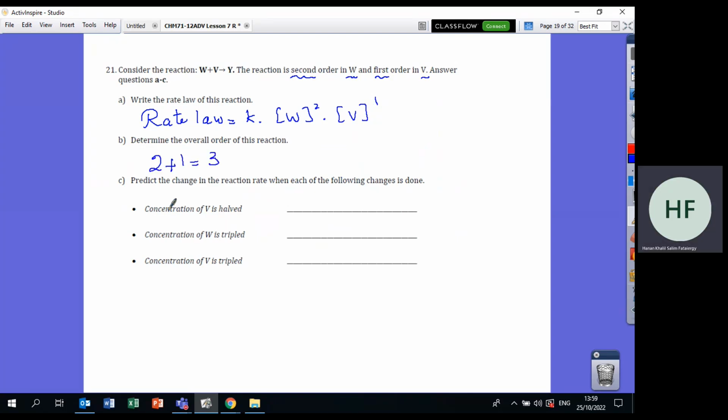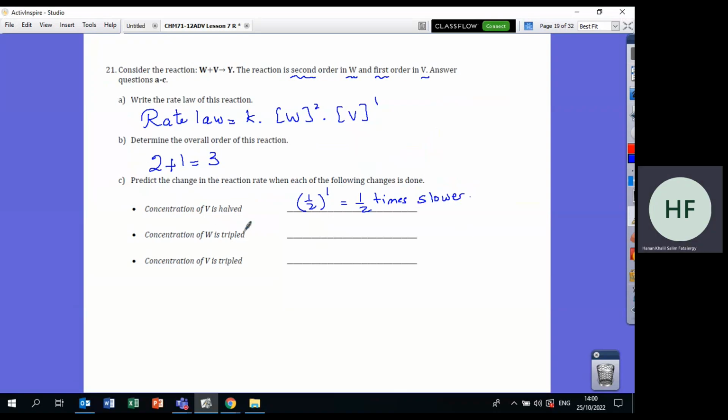Okay, now predict the change in the reaction rate when each of the following changes is done. Concentration of V is halved. Very simple. I go to V and I put 1 over 2 and its power 1. So I will say 1 over 2 times. This one is slower. Be careful because I am decreasing the temperature.